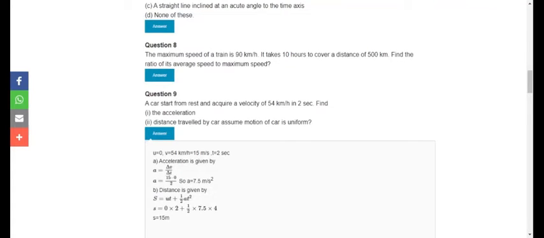I hope it is clear to everyone. You can make a note of the solution, those who had a little confusion while solving the sum, and those who could do it very well.